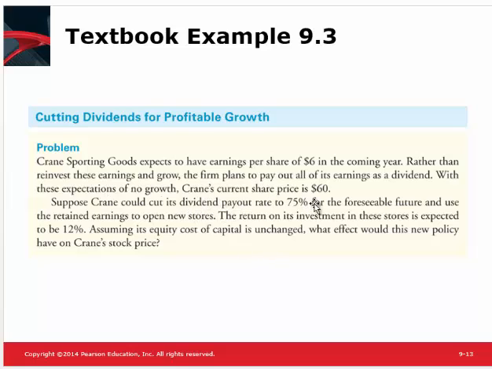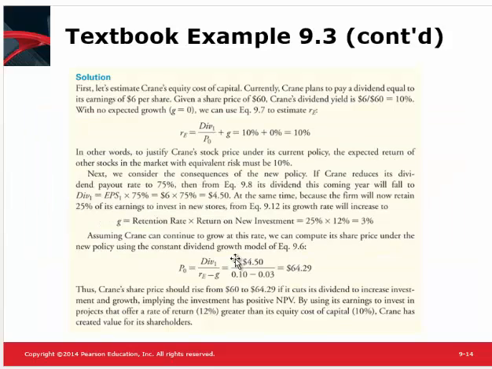So Crane's current stock price is $60. What would happen if they cut its dividend rate to 75%? The return on investments in stores like this is 12%. Assuming its equity cost of capital is unchanged, what impact would this have on the stock price of the company? Well, first of all, let's figure out the cost of capital of the company. We know that $6 is the earnings per share, the stock price is $60, and since they're doing 100% payout, there's no growth, so the cost of equity is 10%.